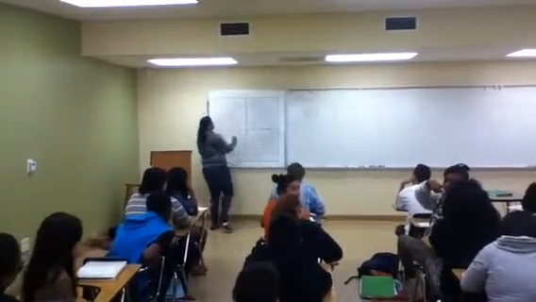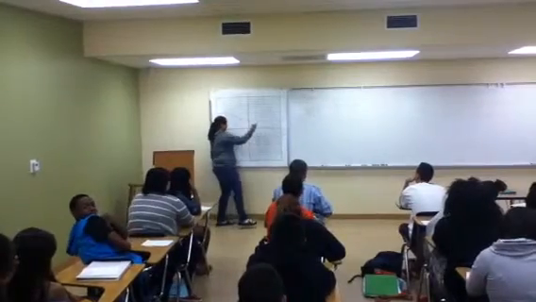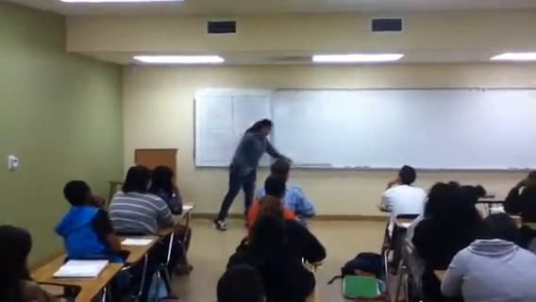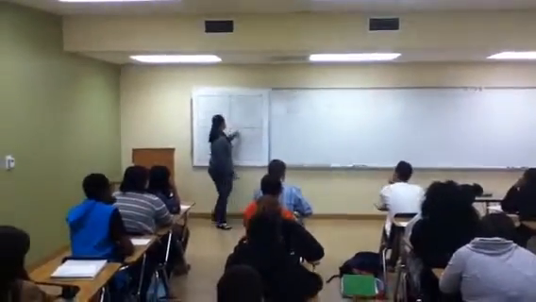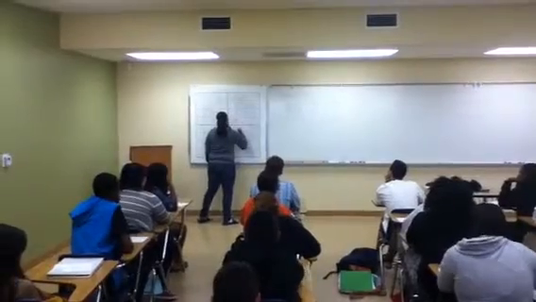And to find the answer, we graph both lines and we see where they cross. That's where the answer is, where they cross. So this point right here is 5, 3.